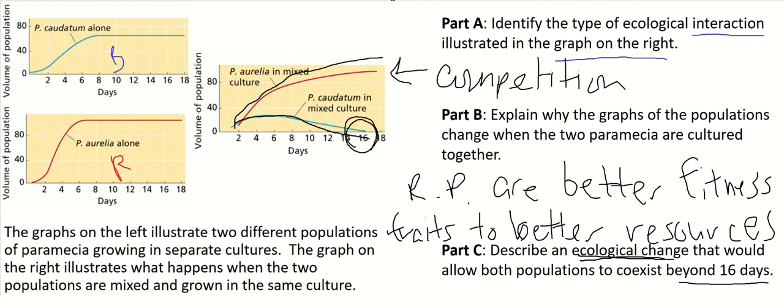Well, it's not really easy to train. They're not going to evolve in a few days, so they're not going to develop better traits. And the question's asking specifically for ecological changes, so things that happen in the environment. So more resources can be added. If there was more food, or more space, if that was preventing them from populating more, then those things could allow the blue paramecium to live longer, maybe just a few days, but probably not much longer. So the answer to part C is more resources available.